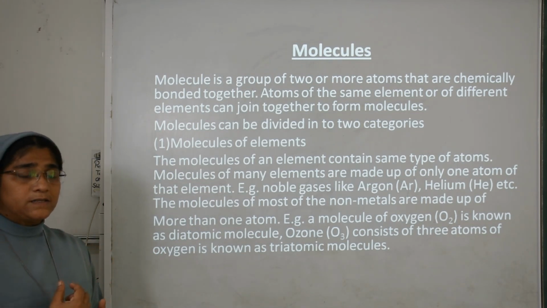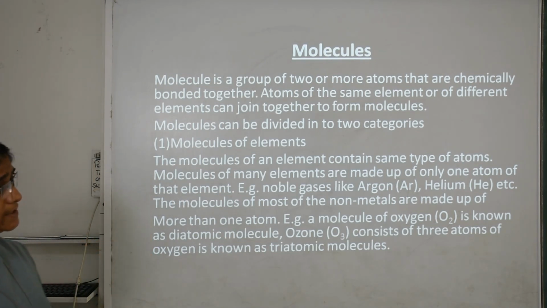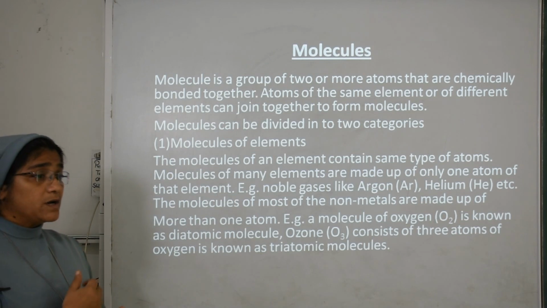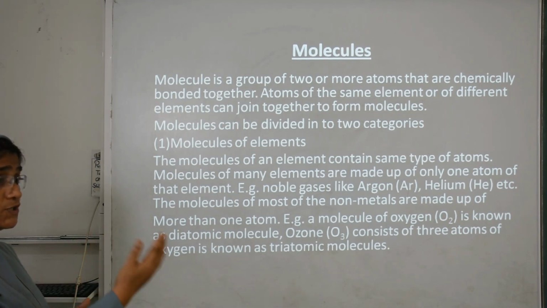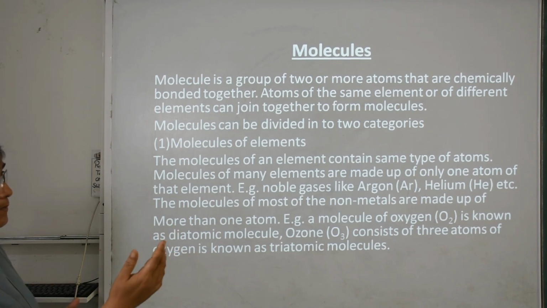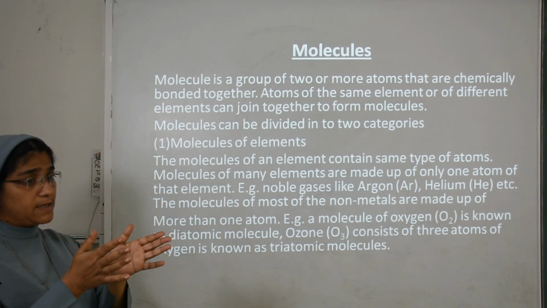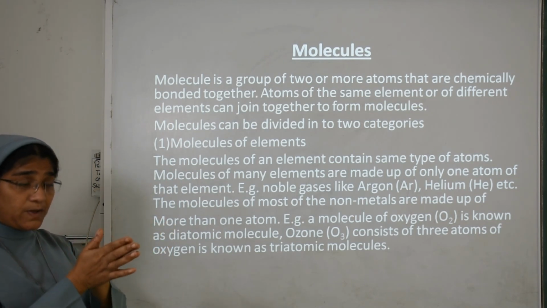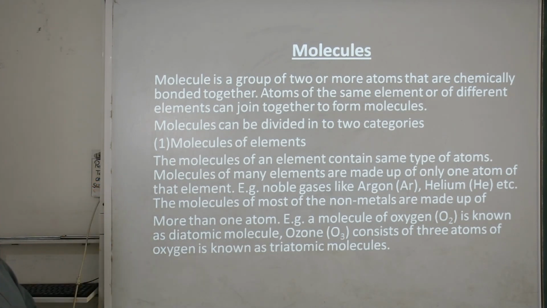Now, our body is made up of cells. Cells together form tissue, tissues together form organs, organs together form organ systems, and organ systems together form our body. Likewise, atoms together form molecules. So a molecule is a group of two or more atoms that are chemically bonded together.